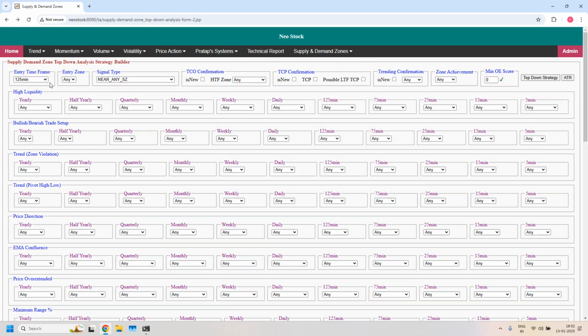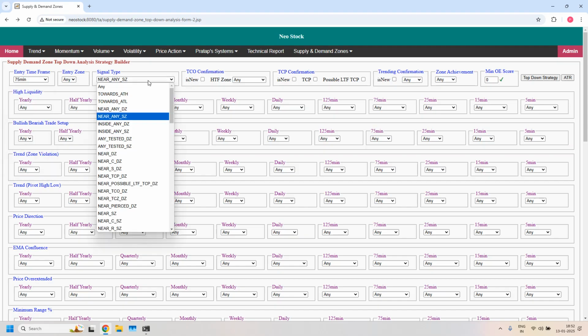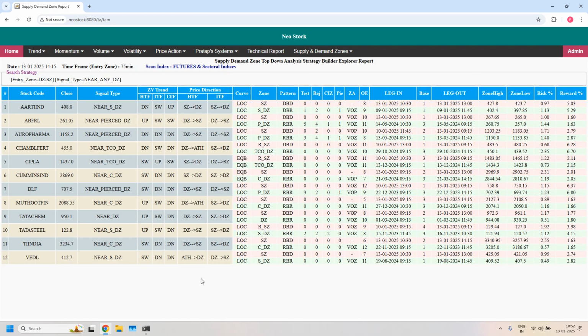Next time frame is 75 minutes. Entry time frame 75 minutes. Let us find the stocks near 75 minutes demand zone. We got 12 stocks. Let us identify high liquidity zones from this list.